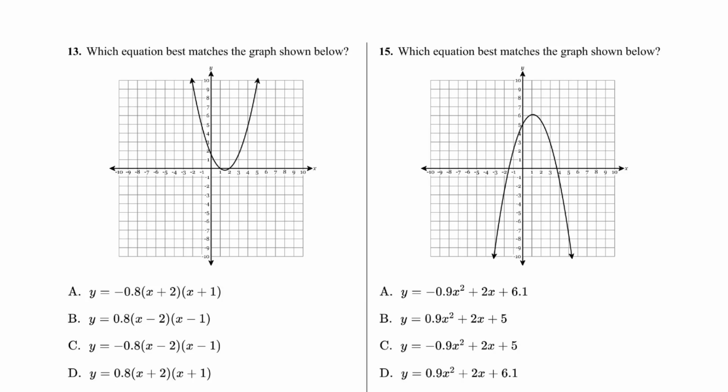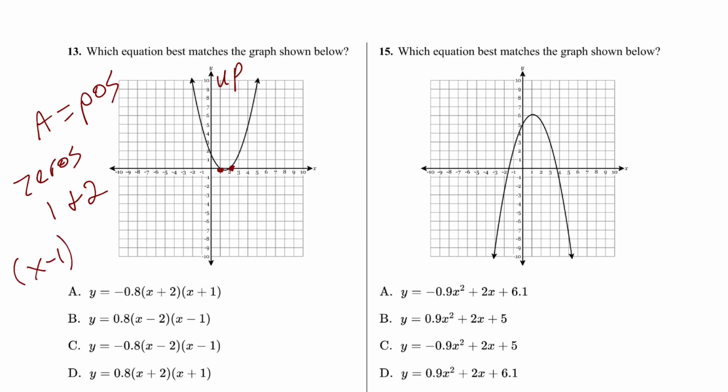So this is written in factored form. What I'm really paying attention to are that my a is positive because it's opening up, and that my zeros are 1 and 2. So these are numbers that I plug in. So that means that my factors are x minus 1 and x minus 2.